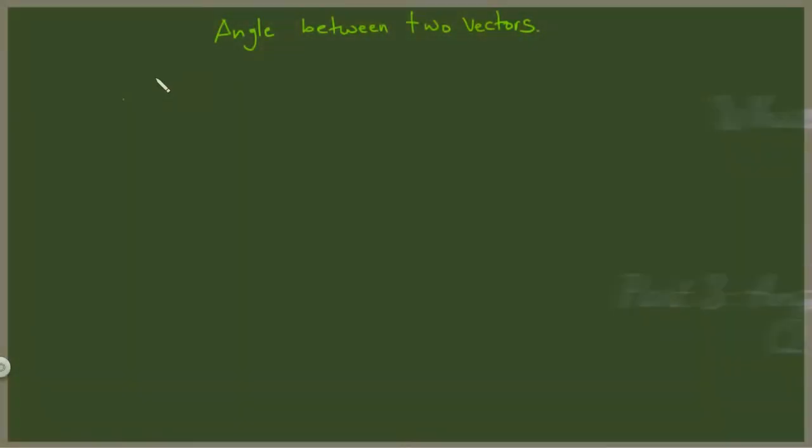Hey, what's up, guys? In this video, we're going to find the angle between two vectors in two dimensions, because we can also have three dimensions. So let us just have two vectors. We have one vector like this and one vector like that. This is vector B, and that's vector A.